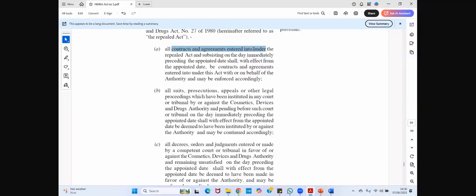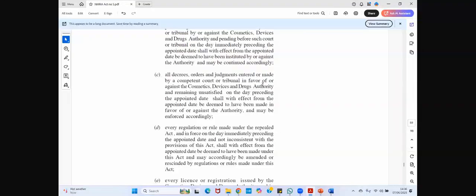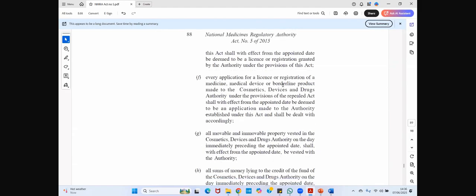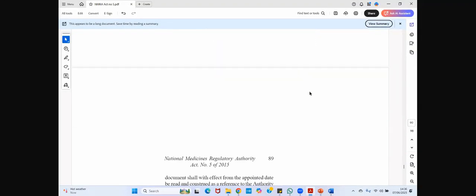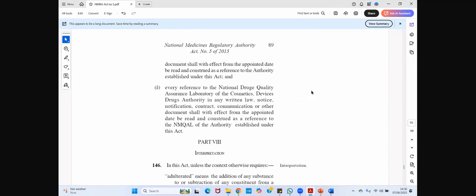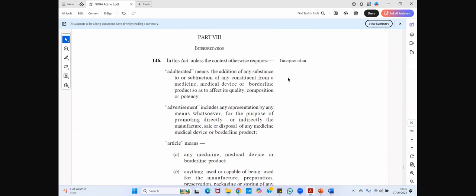So all the agreements entered into under the repealed Act, like the CDD Act, will be subsisting on the day immediately preceding the appointed date, and shall continue with effect from the appointed day. The contracts and agreements entered into under this Act on behalf of the authority may be enforced accordingly, right? So this is about the Act, right? The properties, declarations, right? And yeah, we are almost finished, right?